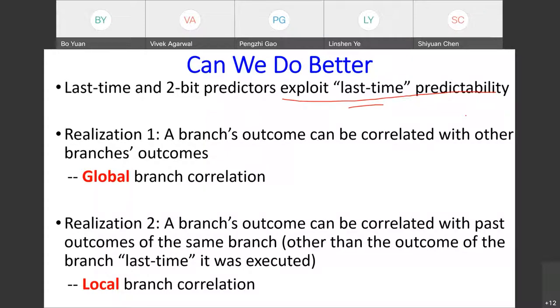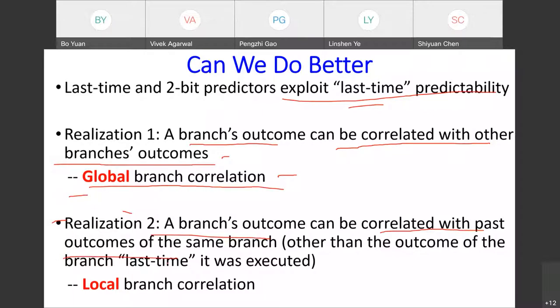So actually there are two general strategies. First, based on such observations, a branch's outcome can be correlated with other branches' outcomes. In that case, we leverage the so-called global branch correlation. And the second opportunity is that a branch's outcome can also be correlated with its own past outcome. And that means that we can leverage the opportunity of the local branch correlation.